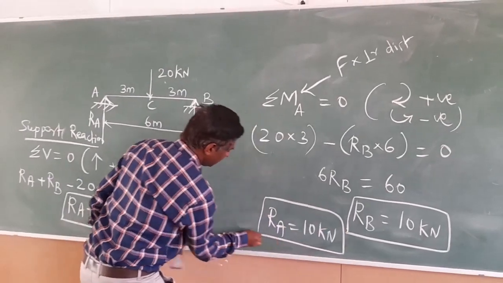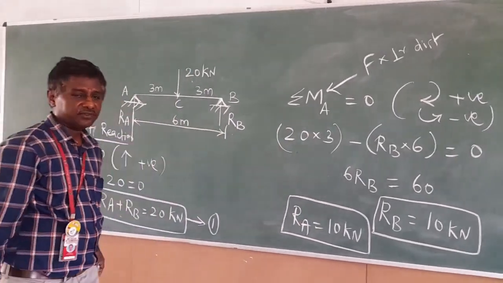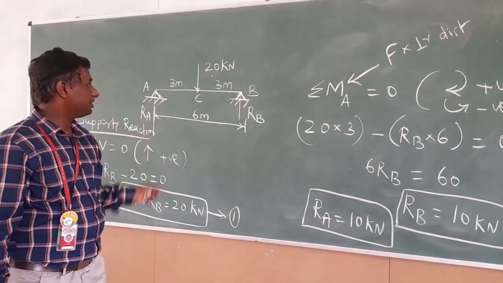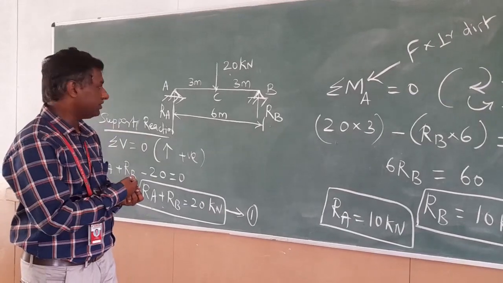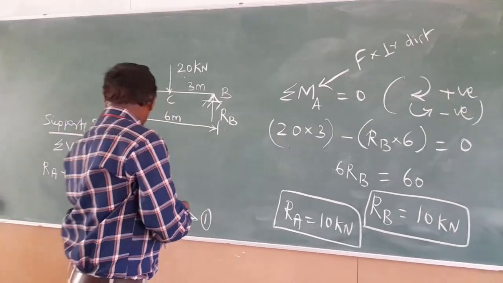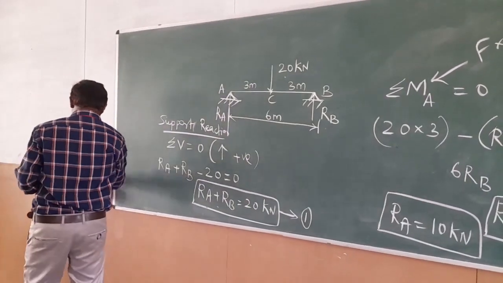So each support carries 10 kilonewton of load. The total is 20 kilonewton. RA and RB each carry 10 kilonewton. Okay. Now let's move on to the shear force values.